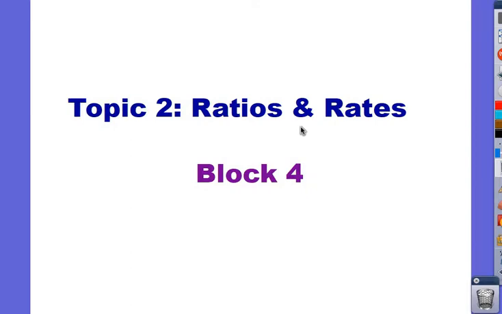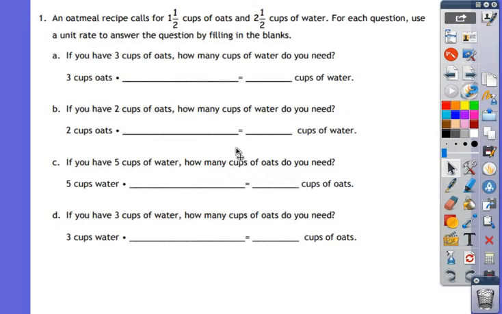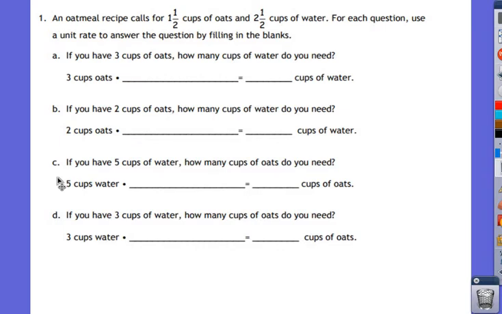Okay, now that you're at the right page, we're going to go through some problems to practice here. We're going to look at number 1. An oatmeal recipe calls for 1½ cups of oats and 2½ cups of water. For each question, use a unit rate to answer the questions by filling in the blanks. A says, if you have 3 cups of oats, how many cups of water do you need?